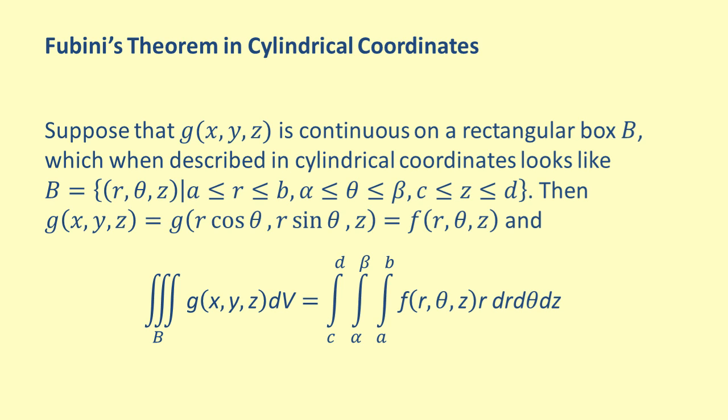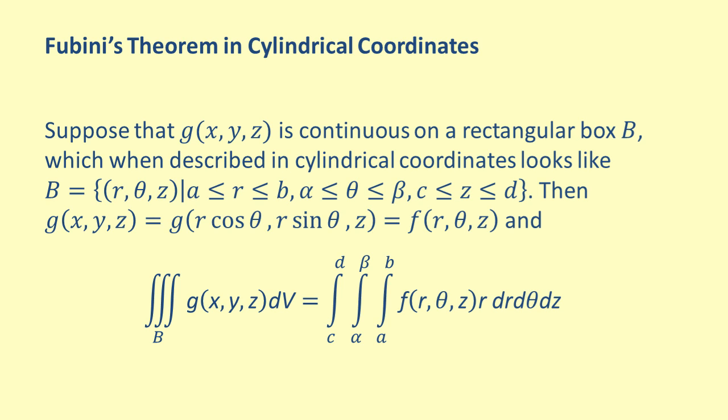In order to integrate in cylindrical coordinates, we need to verify a few things. First, we need to know that a function g of x, y, z is continuous on a region B. In this case, B is a rectangular box described in cylindrical coordinates. We then convert g to polar coordinates, and from there find a function f in cylindrical coordinates.